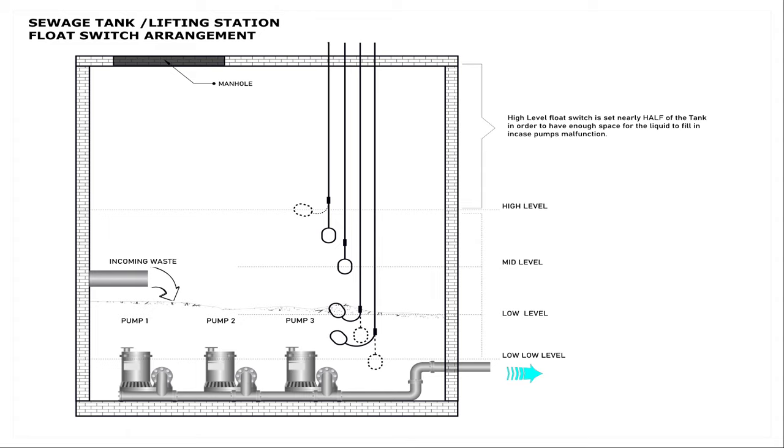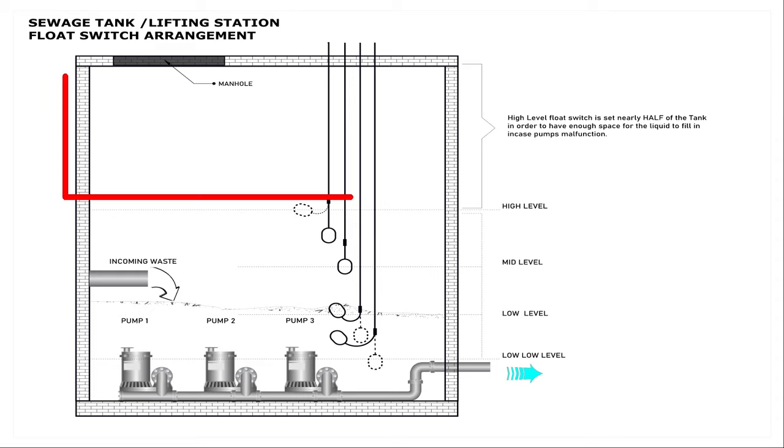In the image shown, each level float switch has a designated level assignment. The lowest float switch is the low-low level float switch. Next is the low level float switch. Then the third float switch is the mid level. And last is the high level float switch.